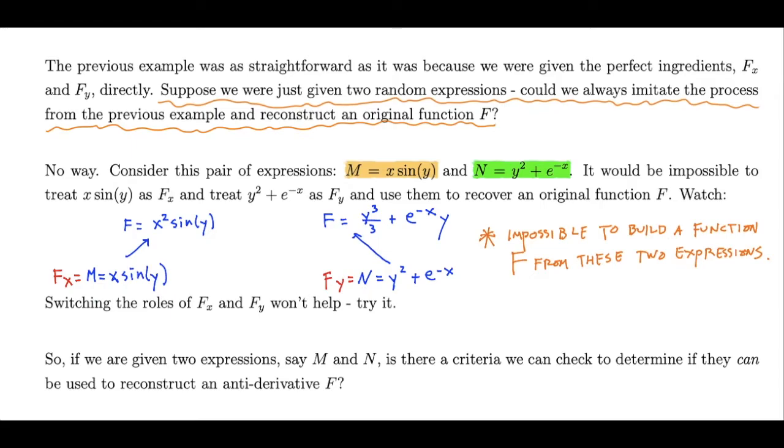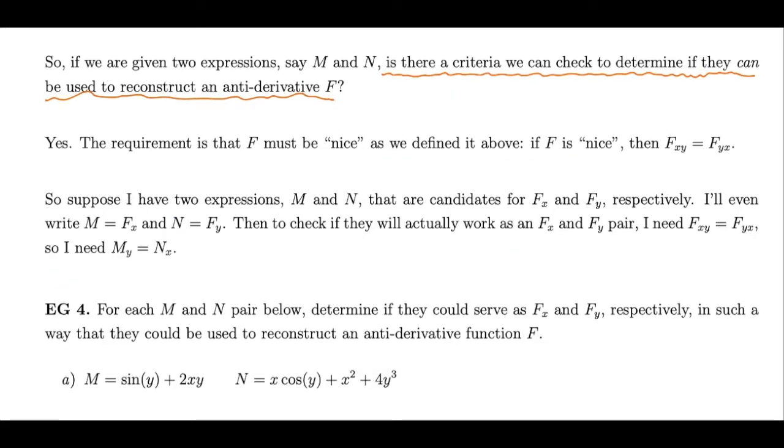So this leads us to the question, is there some sort of criteria so that if I'm presented with two expressions, the way we were just presented with this capital M and this capital N, if we're presented with a pair of expressions, is there some way to test whether we will be able to use our process from the previous example in order to recover or reconstruct an original antiderivative function, capital F? And the answer to that question, fortunately, is yes.